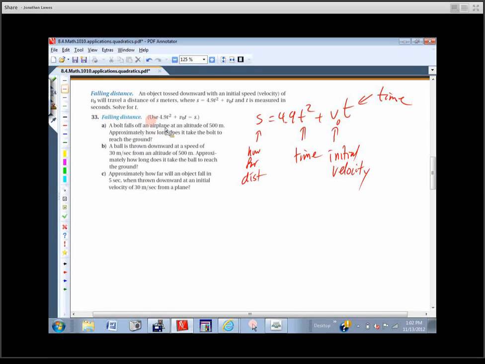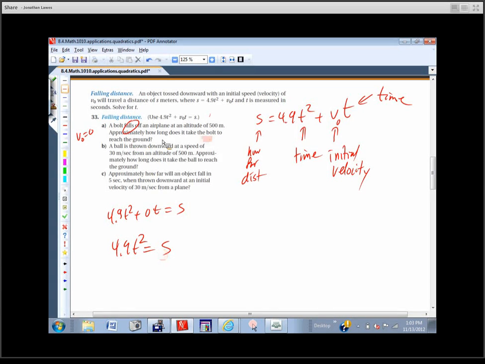So we're going to use this in order to answer these questions. It says, a bolt falls off an airplane at an altitude of 500 meters. Approximately how long does it take the bolt to reach the ground? Well, let's see. If it falls off, what was its initial velocity? That means v naught is equal to 0. So if we take a look at this formula right here, 4.9 t squared plus v naught, so that's going to be 0 times t equals s. Here's our formula. 4.9 t squared equals s. That's it.